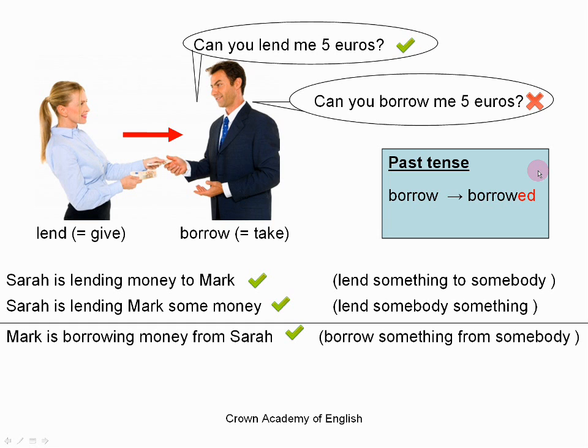But the word lend is irregular. So lend in the past tense becomes lent with a letter T at the end. So I lent, you lent, he lent, we lent, you plural lent, and they lent.